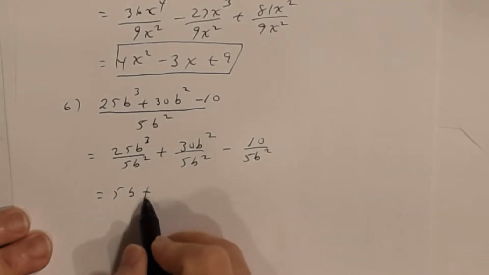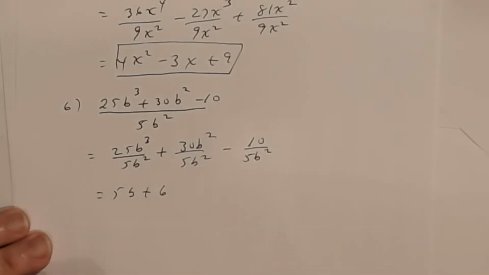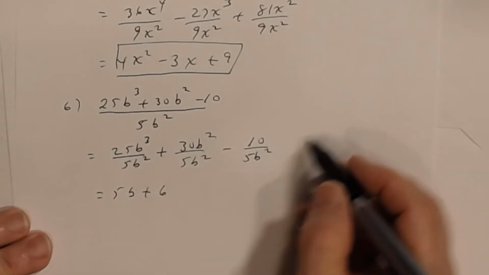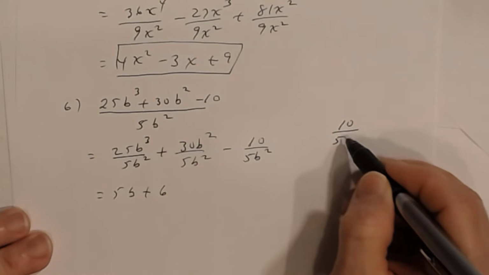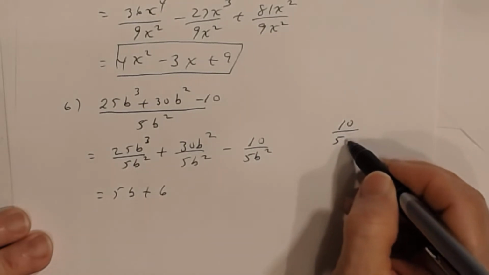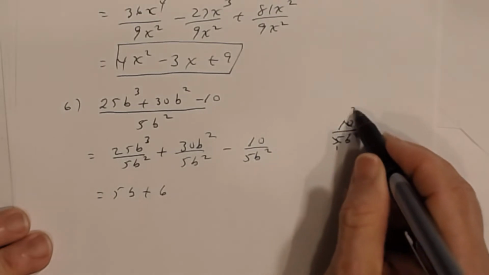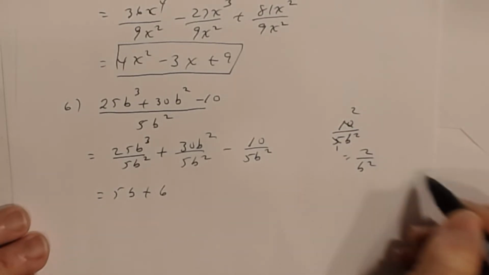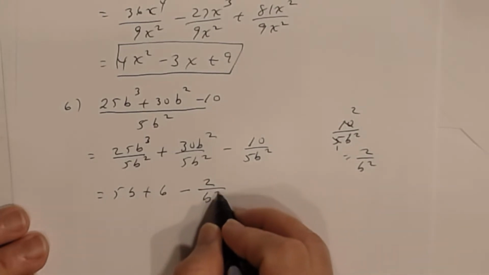Next one, 30 divided by 5 is 6. B squared divided by b squared is 1, so that's just 6. All right, now be careful with this one. So notice, I'm going to go ahead and write this part here. So just be careful, that's 10 divided by 5b squared, right? So if I reduce, 5 into 5 is 1, 5 into 10 is 2, and that's all you can do. So that is just 2 divided by b squared, correct? So that's what goes here. So minus 2 divided by b squared.